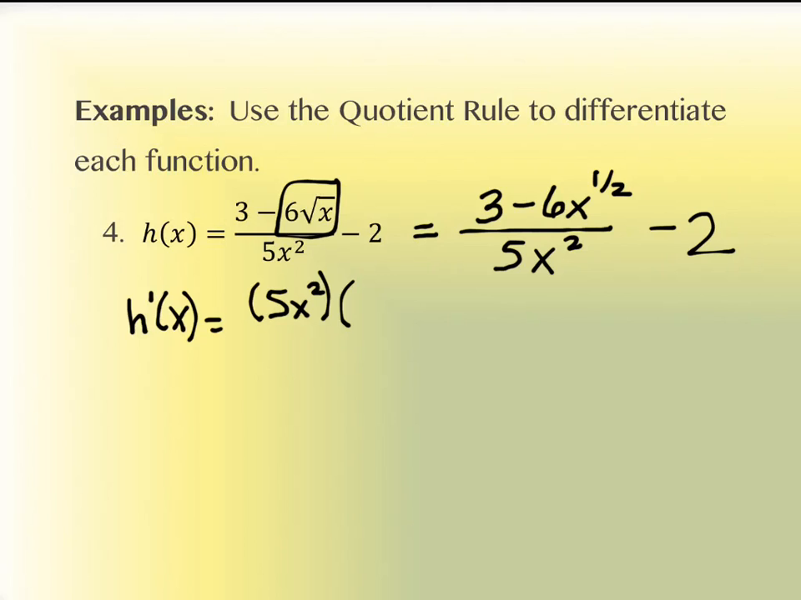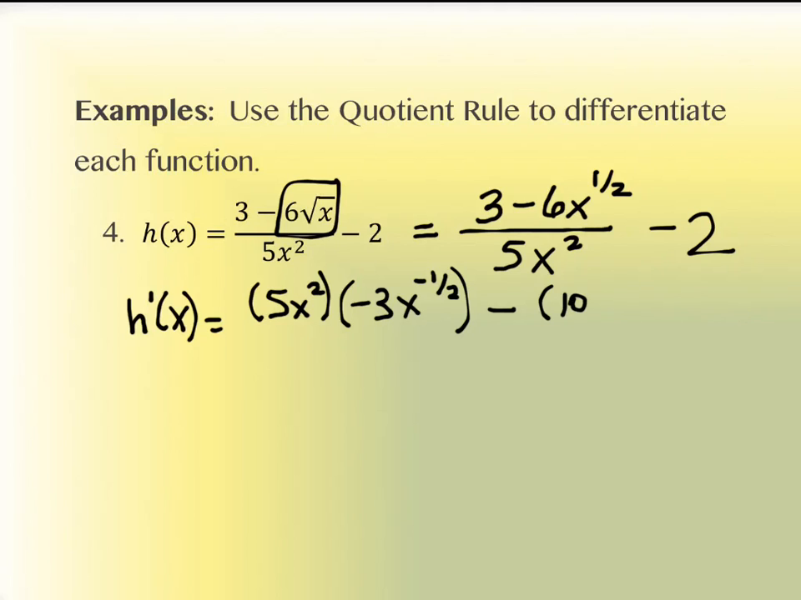Take the derivative of the numerator. All right, so the 3 part goes away. I just need the derivative of the negative 6x to the 1/2. So what's that? Minus 3 x to the negative 1/2. Right, so it's 1/2 minus 1, or negative 1/2. And then what comes next? Minus. And then what?